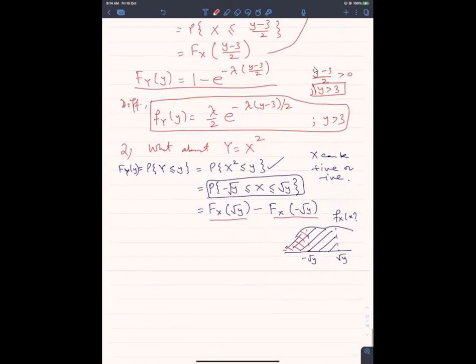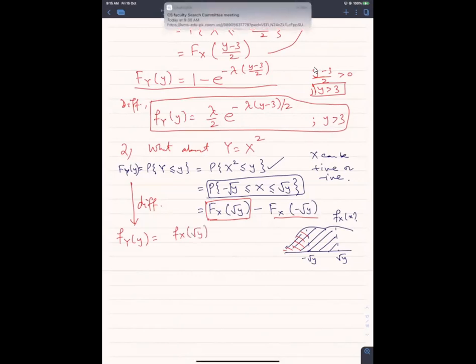अच्छा, अब इसको डिफरेंशिएट करते हैं. So fy of y, differentiate from CDF to PDF, that would be equal to, अब इसका डेरिवेटिव क्या होता है? What is the derivative of Fx of square root of y? This would be CDF है, CDF का डेरिवेटिव PDF होना चाहिए. So this would be fx of square root of y.